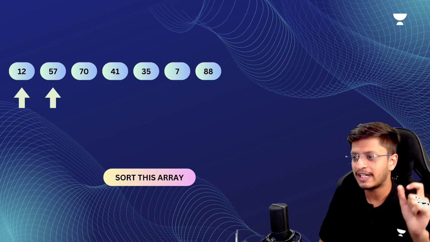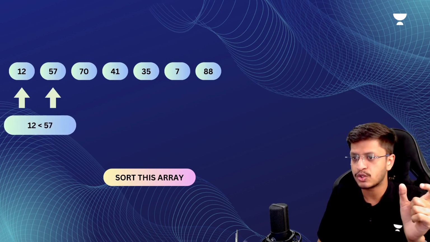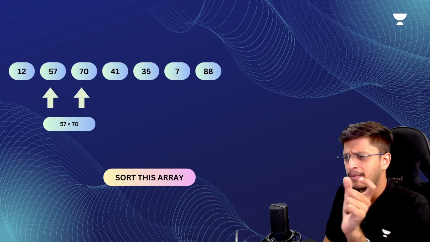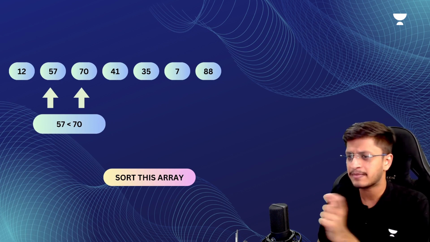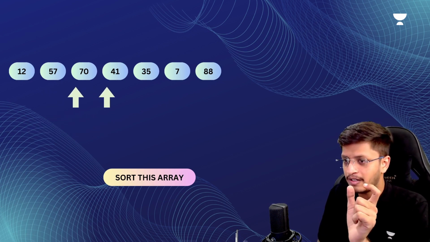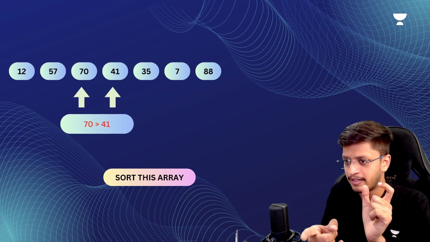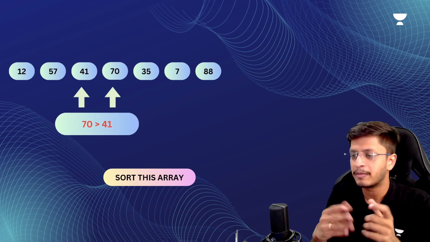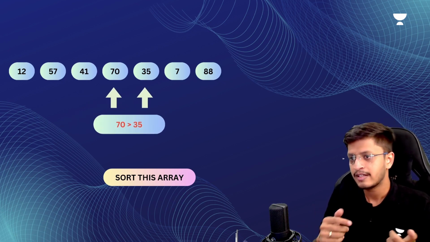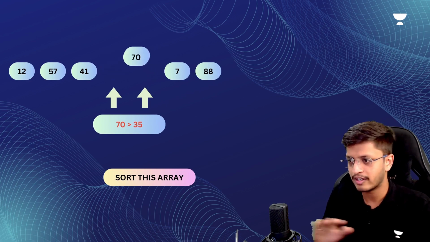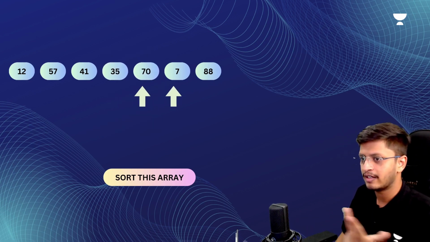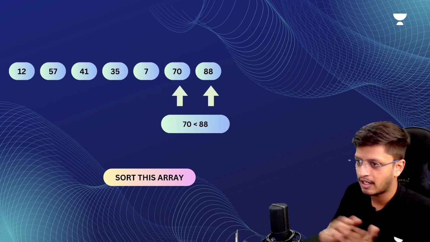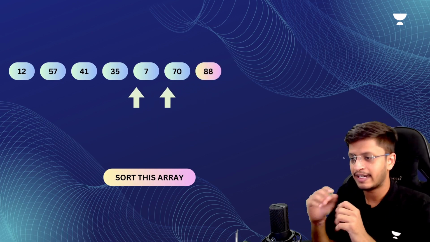What it will do is take a bubble, a sliding window of size 2. So our bubble is of size 2, and it will slide this bubble every time in the array, basically n times in the array. And if in that bubble the elements are not in the right order, for example here 70 and 41 are not in the right order, we will swap them, right? Because 41 should have come before 70. Similarly, again 35 should come before 70. The order is not right, we will swap them. Again, slide the window. 7 should come before 70, just swap them. Now again, slide the window. 70 and 88 are in the correct place.